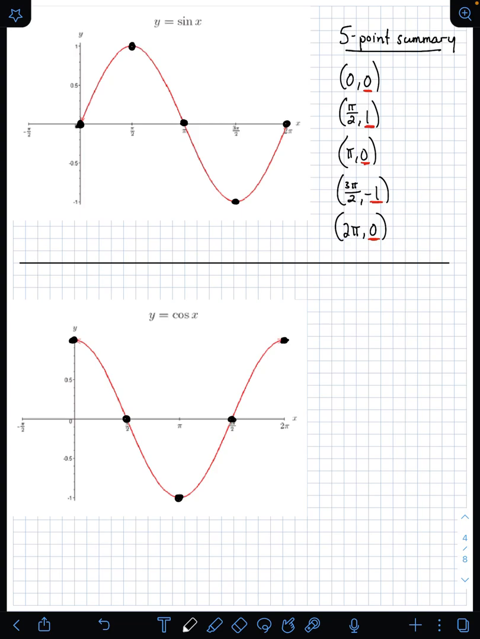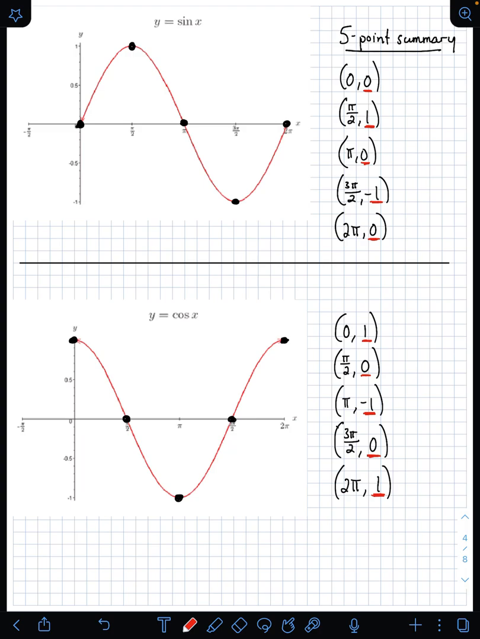So the 5-point summary for cosine is, well, the same 5 angles, but the output values are going to be different. 0, 1, pi over 2, 0, pi, negative 1, 3 pi over 2, 0, and finally 2 pi, 1. And what we see is the same kind of pattern to the output values here based on what the wave does. Cosine starts high and then descends downward and then rises back up.